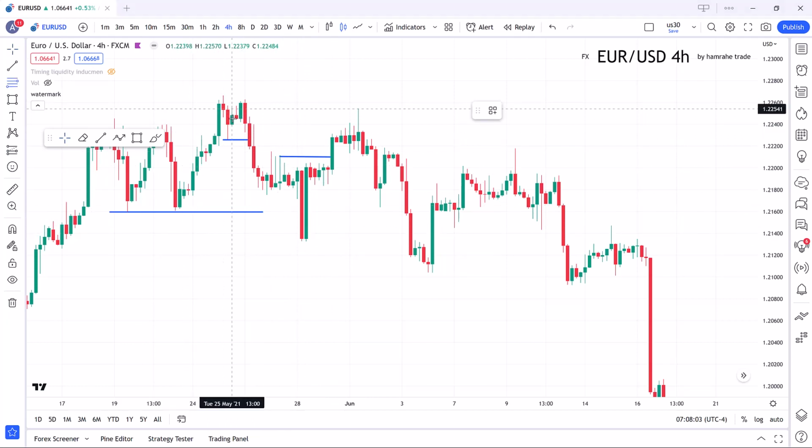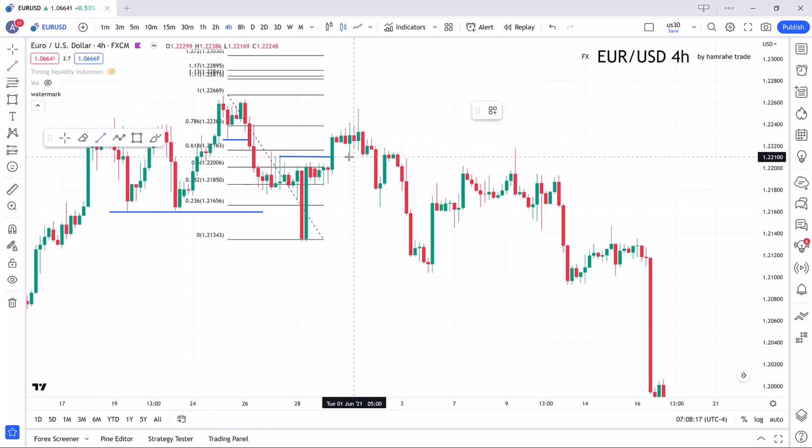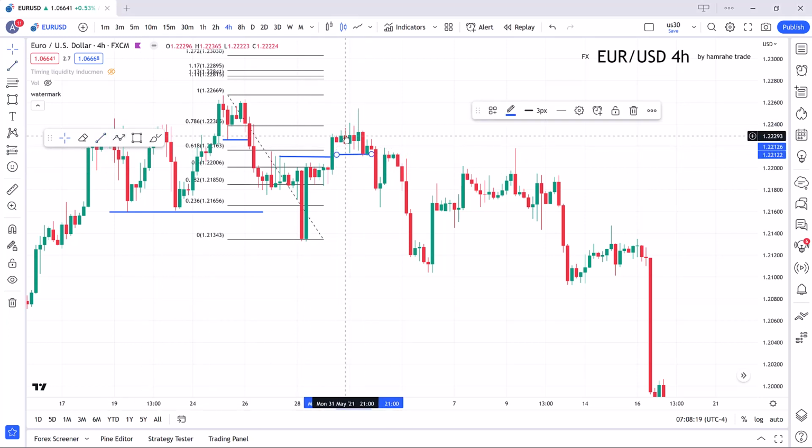You can see that this high broke this low, so we can use our Fibonacci tool, and after a 50% retracement to the upside, we can look for minor pivots. You can see the minor pivot here. It even printed some imbalances, and you can see the result.